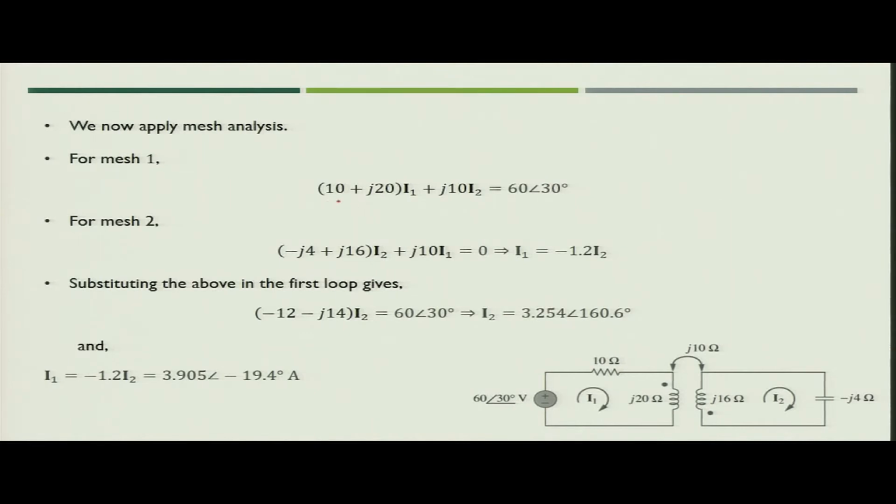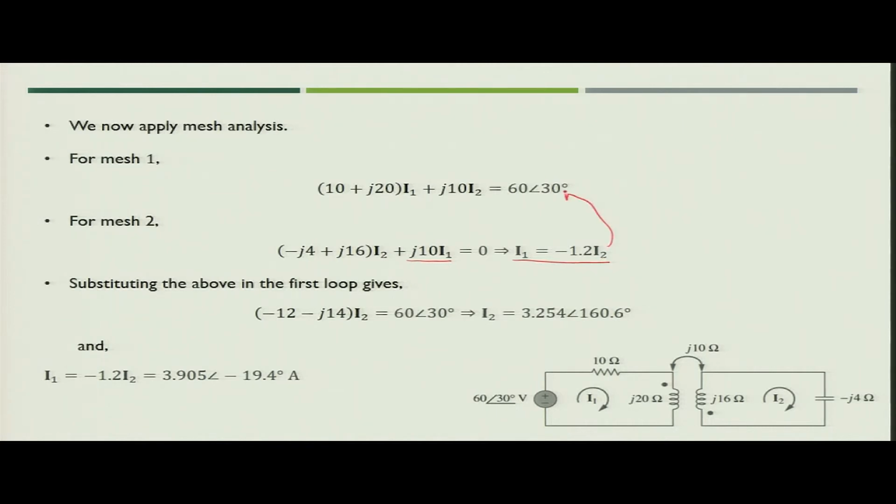So, for mesh 1 what we can write? For mesh 1 we can say the value of impedance, that is 10 plus J20 multiplied by I1 plus mutual voltage, that is J10 I2 equal to the applied voltage 60 angle 30. Now, for mesh 2 what we can write? We can write minus J4 plus J16 into I2 plus J10 I1 because of mutual voltage equal to 0. So, from this we get I1 is equal to 1.2 I2.